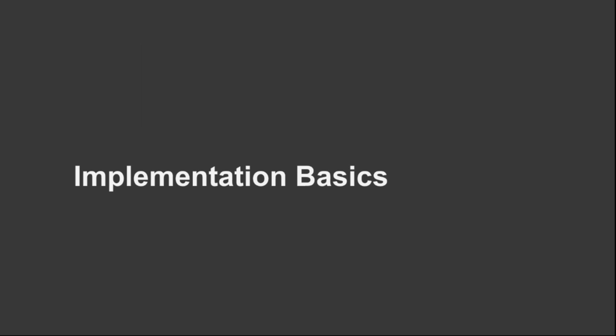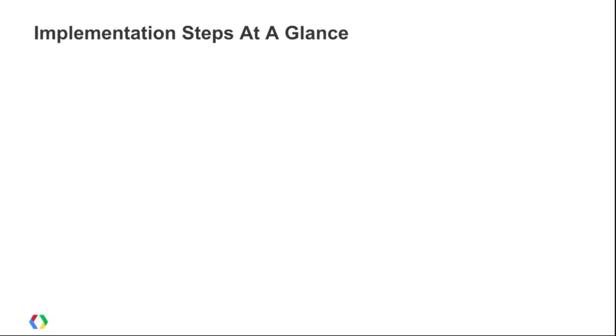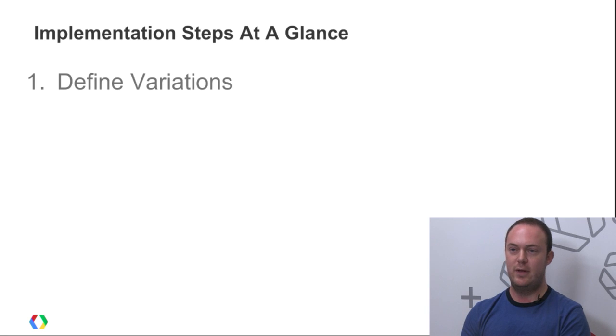So let's get a little bit more into the implementation basics, and this will set it up for the examples that we have later on. When you look at how to run an experiment, there's typically 5 steps you're going to go through, regardless of the platform or regardless of what the actual objective might be.